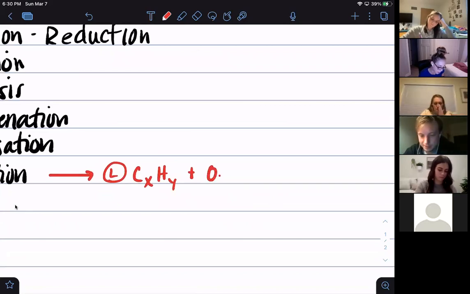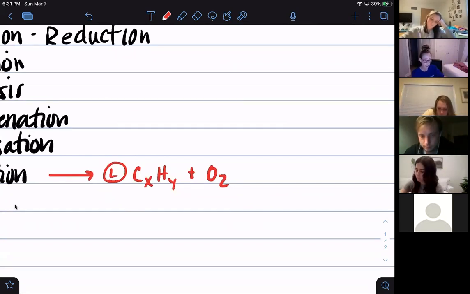CXHY and always O2. Always. If you don't see an O2, but you see a hydrocarbon, that's not combustion, all right? Dead giveaway, look for the O2. Second thing to look for is the CH, okay? Any sort of hydrocarbon. If the O2 is present and the hydrocarbon is not present, it's not combustion, okay? We're doing oxidation then.